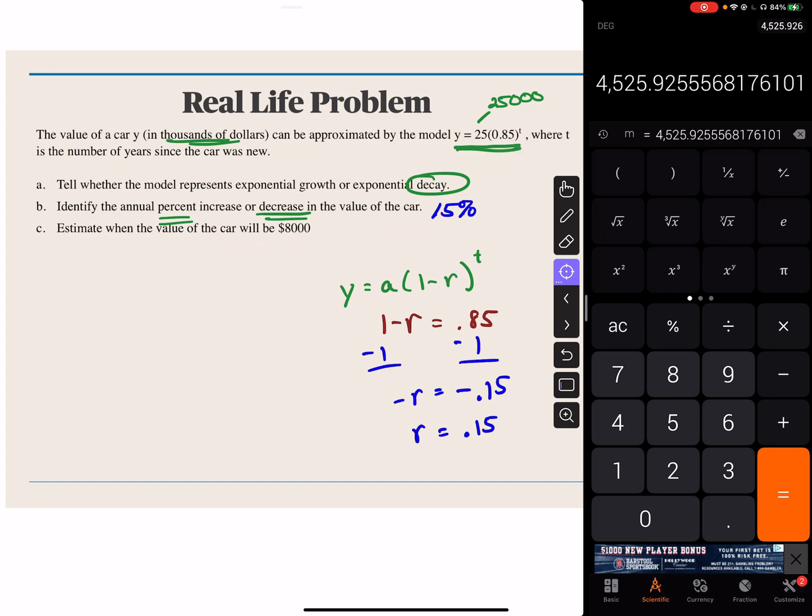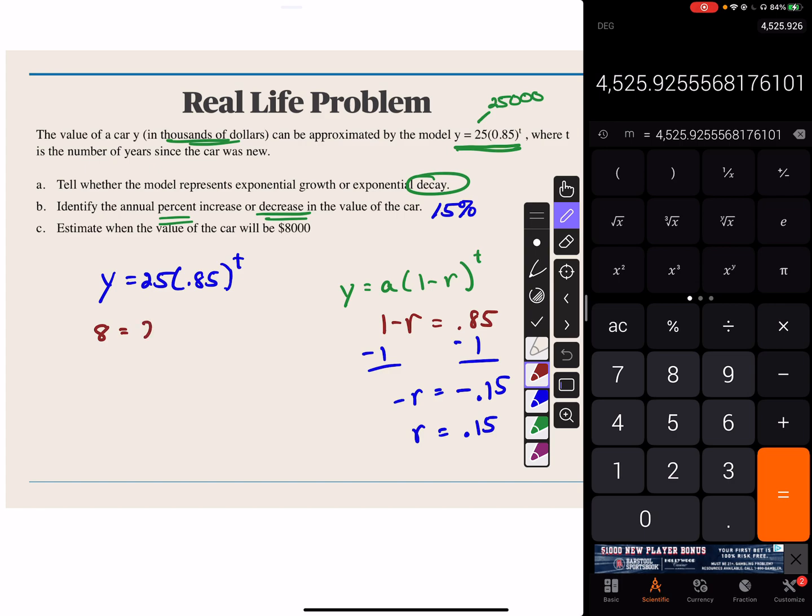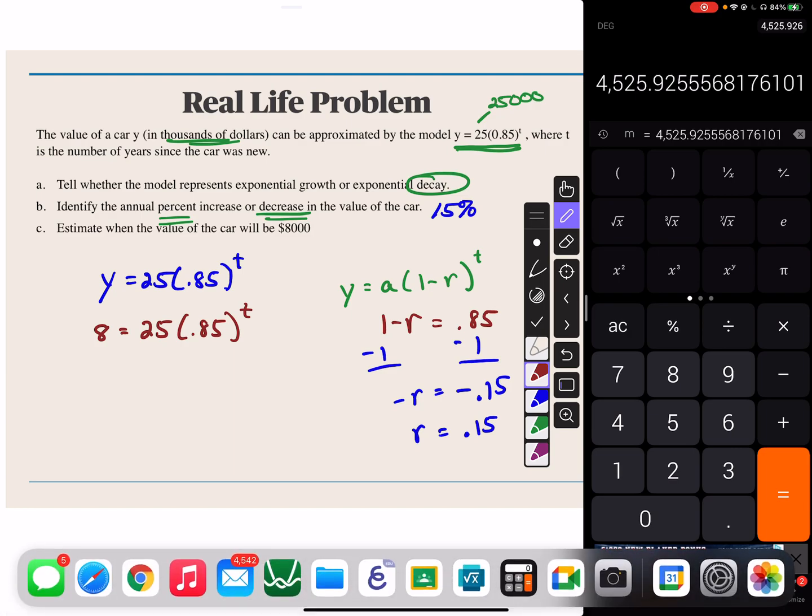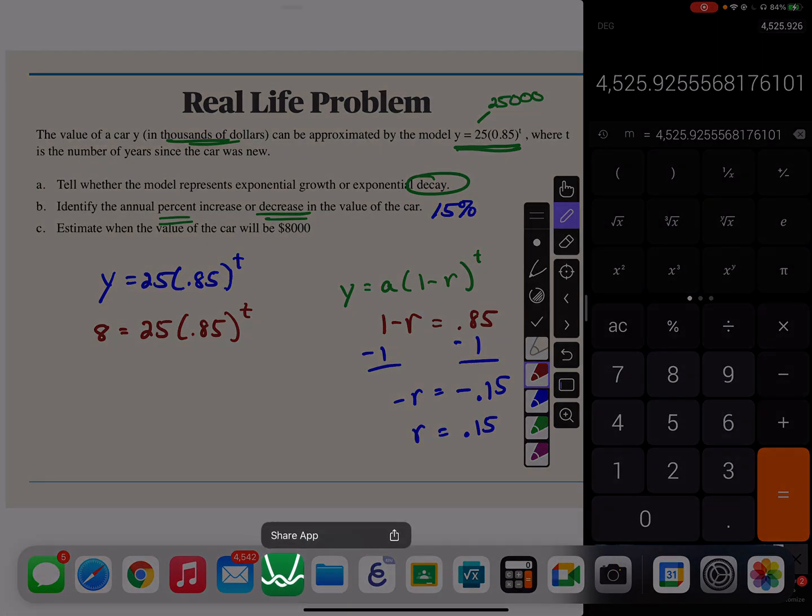So let's estimate when the car will be worth $8,000. So in our function, y equals 25 times 0.85 to the t, we want to figure out when the value of the car is 8,000. Now, we don't have to put 8,000 there. We just have to put 8. And we have to solve this for t. Now, we do not know how to solve an exponential equation yet. Doesn't mean we can't do it, though.